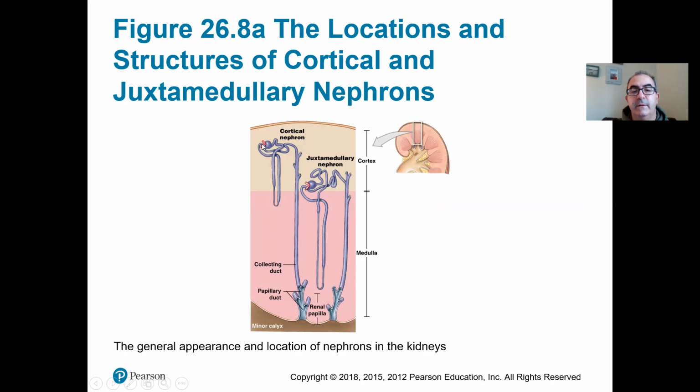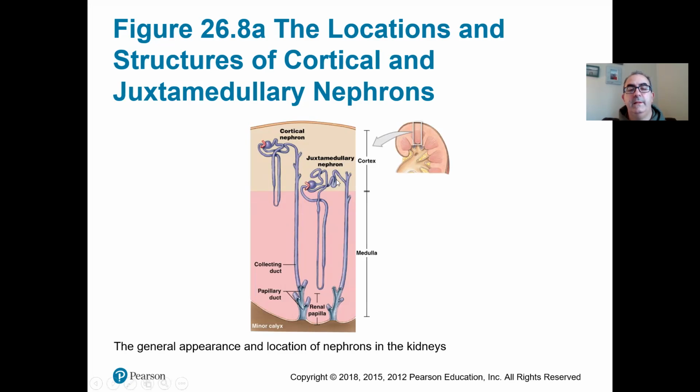So you can see here's Bowman's capsule, right? You can see the blood vessels going in. You can see the nephron, proximal convoluted tubule, the nephron loop, the distal convoluted tubule. It meets up to a collecting duct. This is a collecting duct. And you can see there would be other nephrons meeting up with that same collecting duct, which brings the waste products through the renal papilla into the minor calyx, into the major calyx, into the renal pelvis, into the ureter.